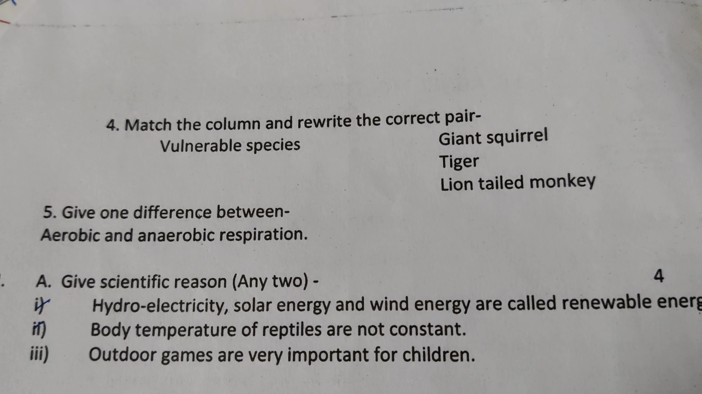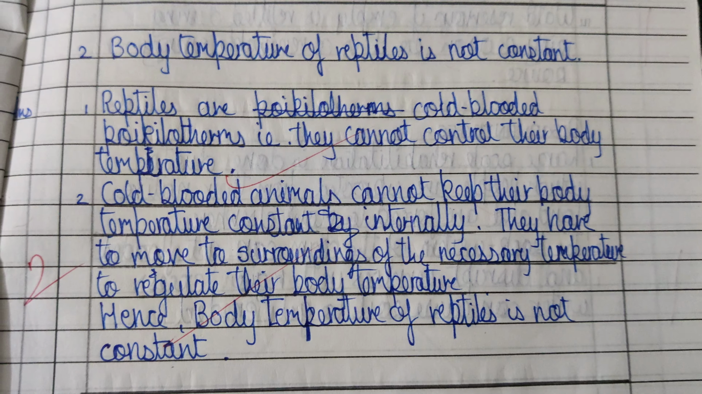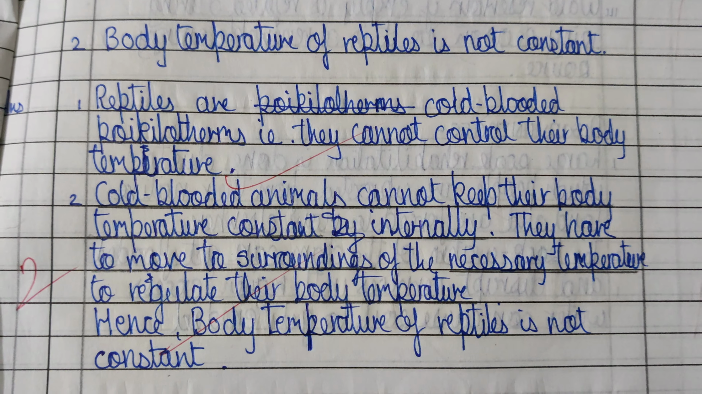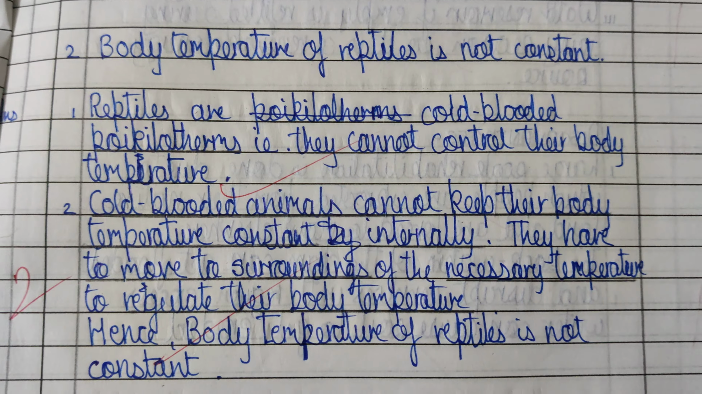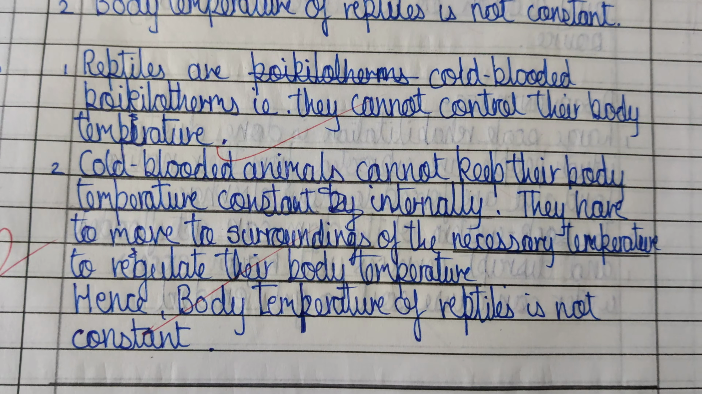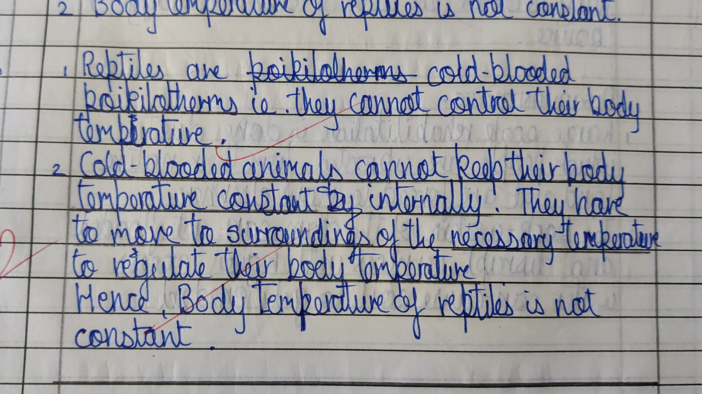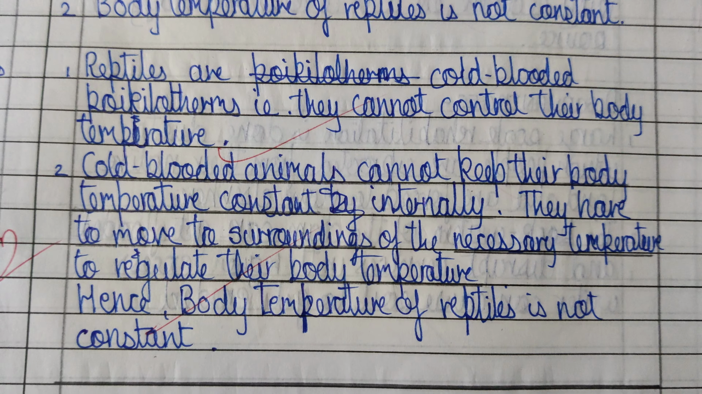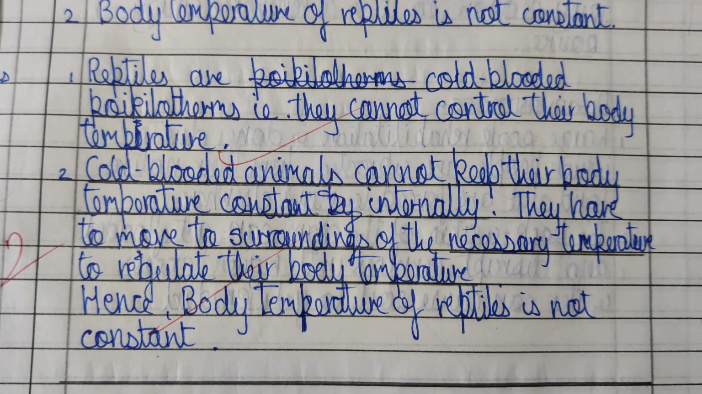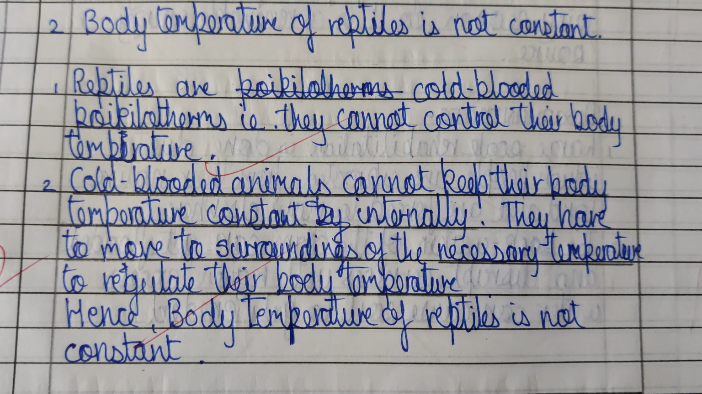Give reason why body temperature of reptiles is not constant. Body temperature of reptile is not constant because reptiles are cold-blooded poikilotherms, that is, they cannot control their body temperature. Cold-blooded animals cannot keep their body temperature constant internally. They have to move to surroundings of the necessary temperature to regulate their body temperature. Hence, body temperature of reptiles is not constant.